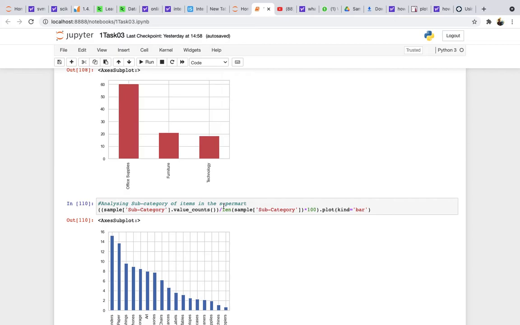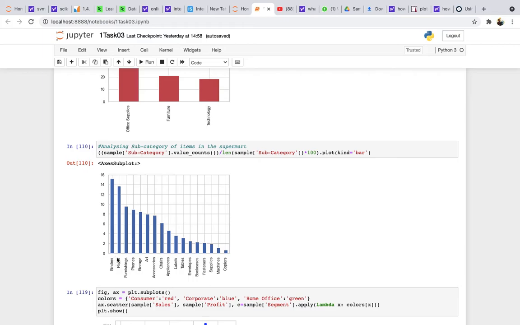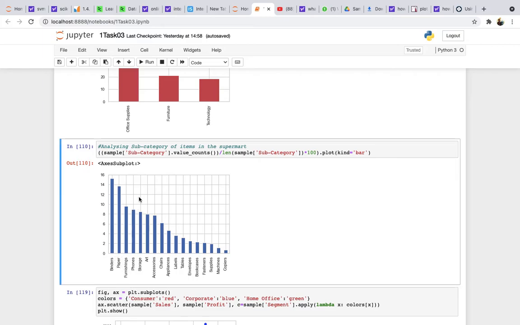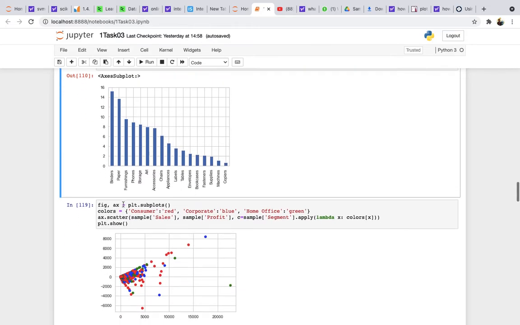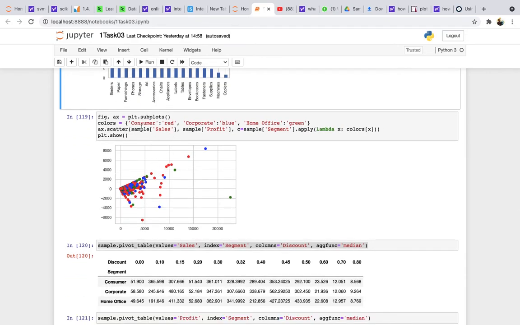Analyzing subcategories of items in the supermarket. Subcategories: binders, papers, these are office supplies. Tables is furniture, and phones, machines, these are technology. And plotted the data for consumer, corporate, home office.